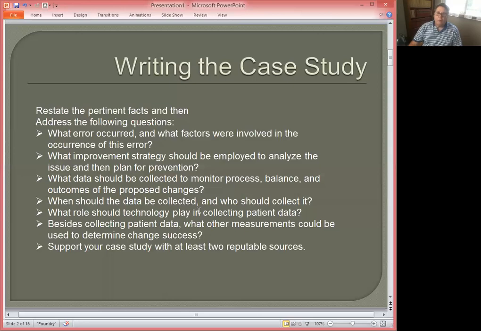What role should technology play in the collection of the patient data? And besides collecting that data, what other measurements could be used to determine change or success for your particular proposal here, and support your case study with at least 2 reputable sources? That means you must have citations and references to at least 2 reputable sources.